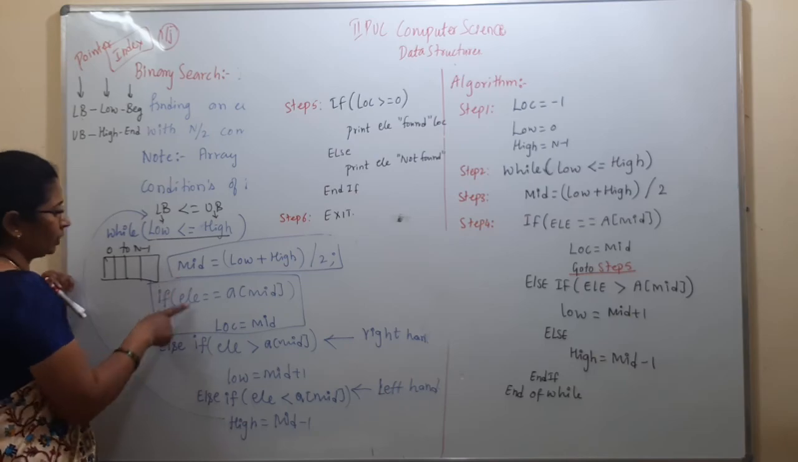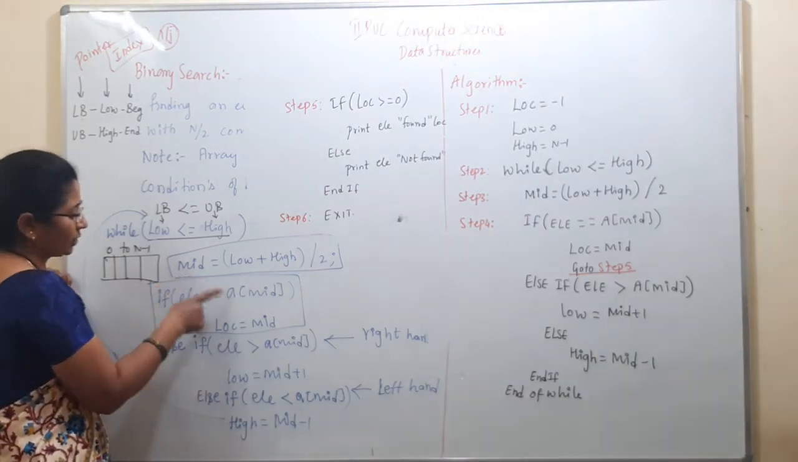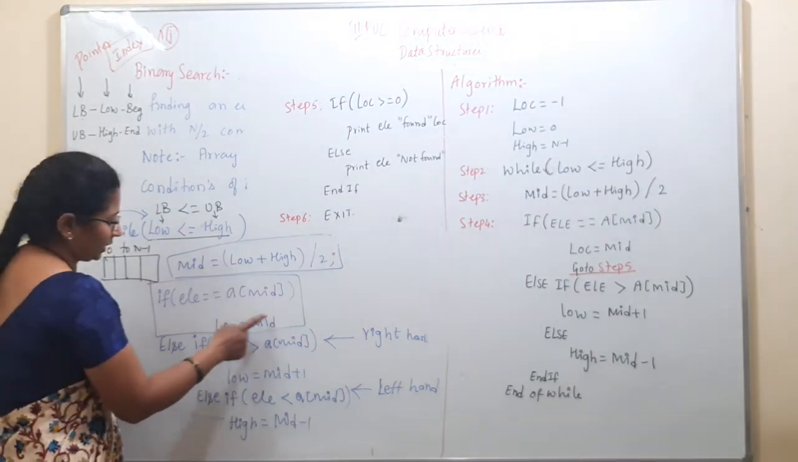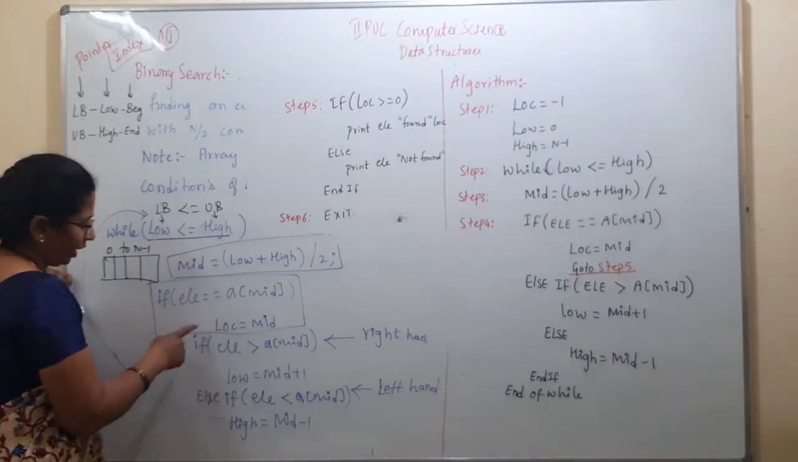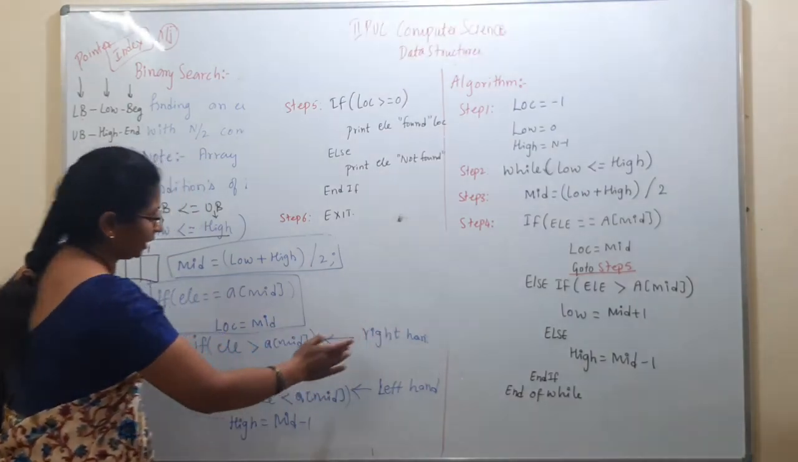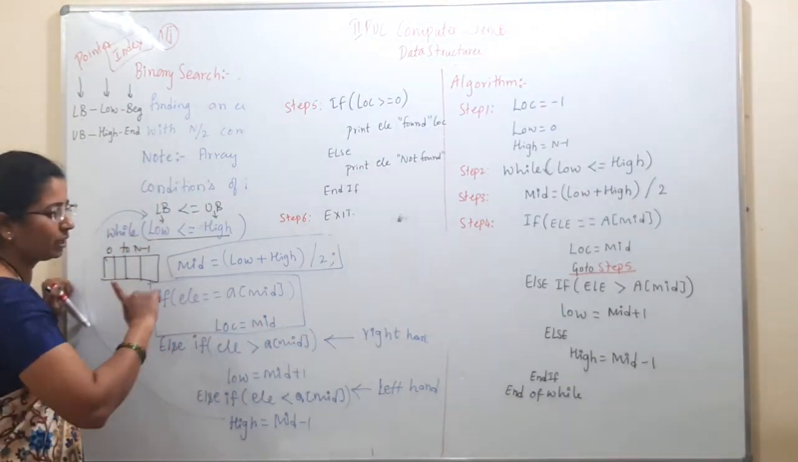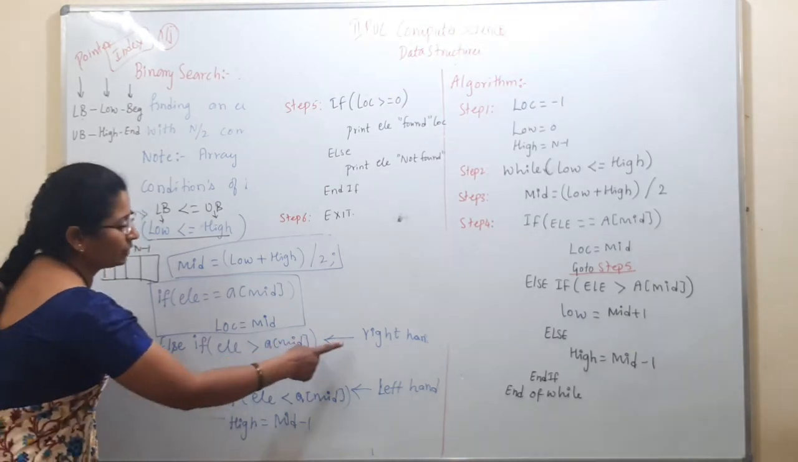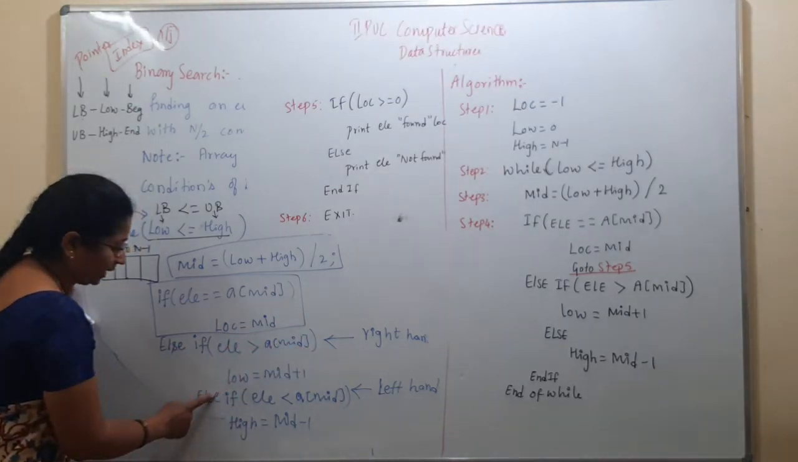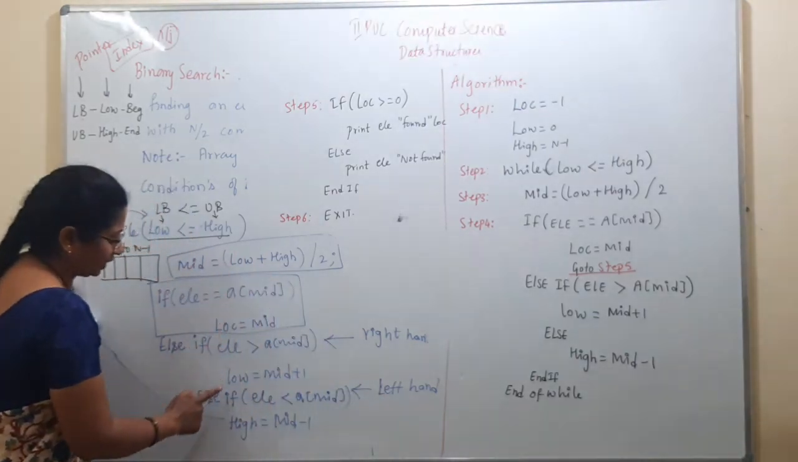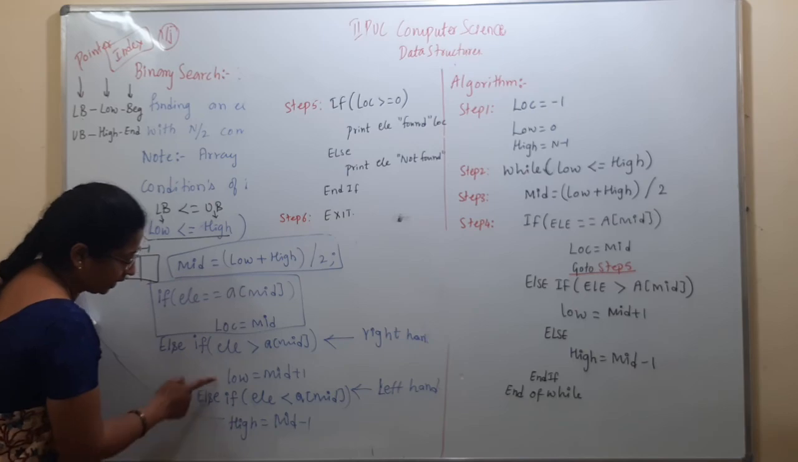First we compare with the mid element. If that condition is satisfied, we initialize the mid index into location. Otherwise, we check whether we should traverse the right hand side or the left hand side. If the element is greater, we traverse the right hand side. If the element is less, we traverse the left hand side by changing the low and high. Depending on it.